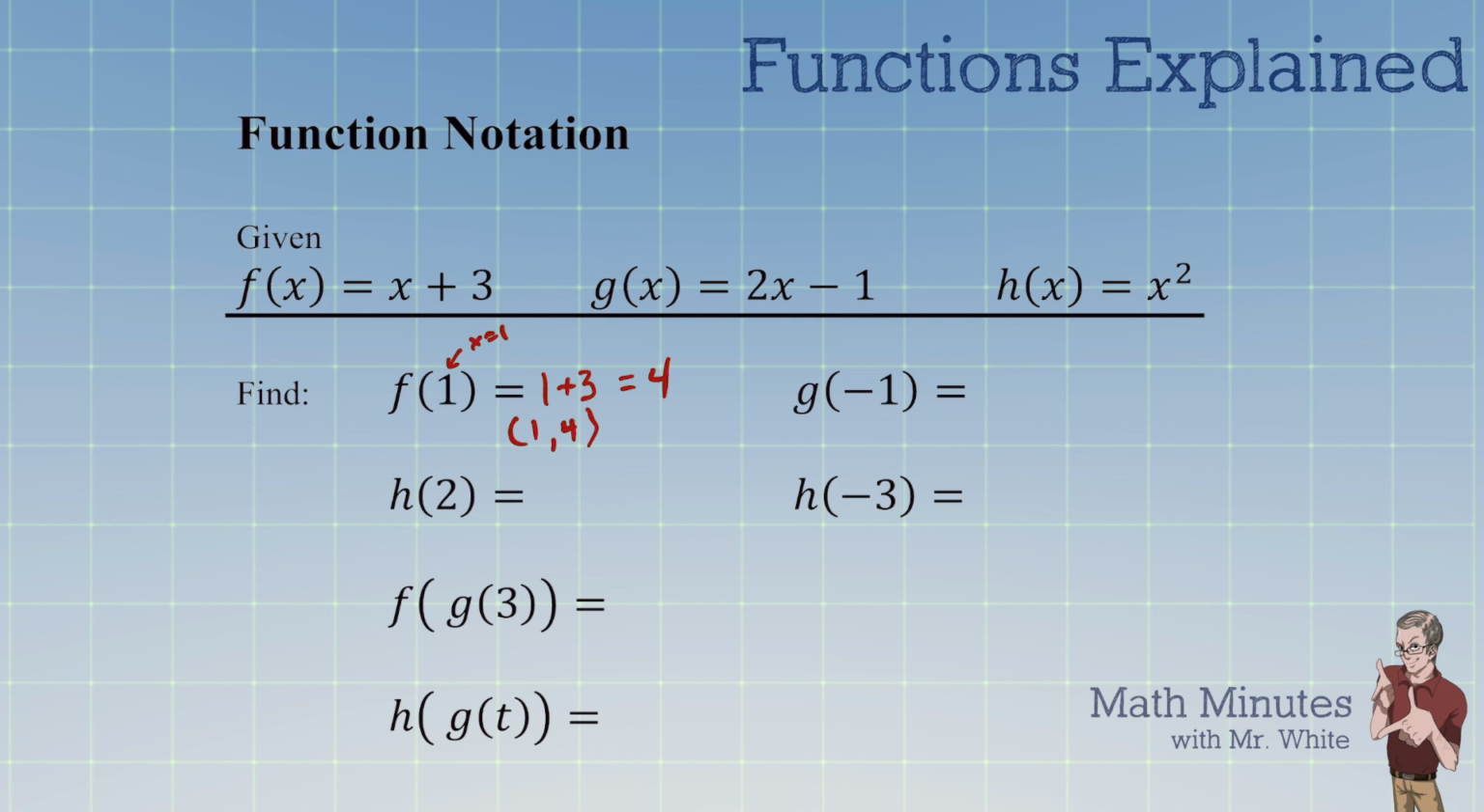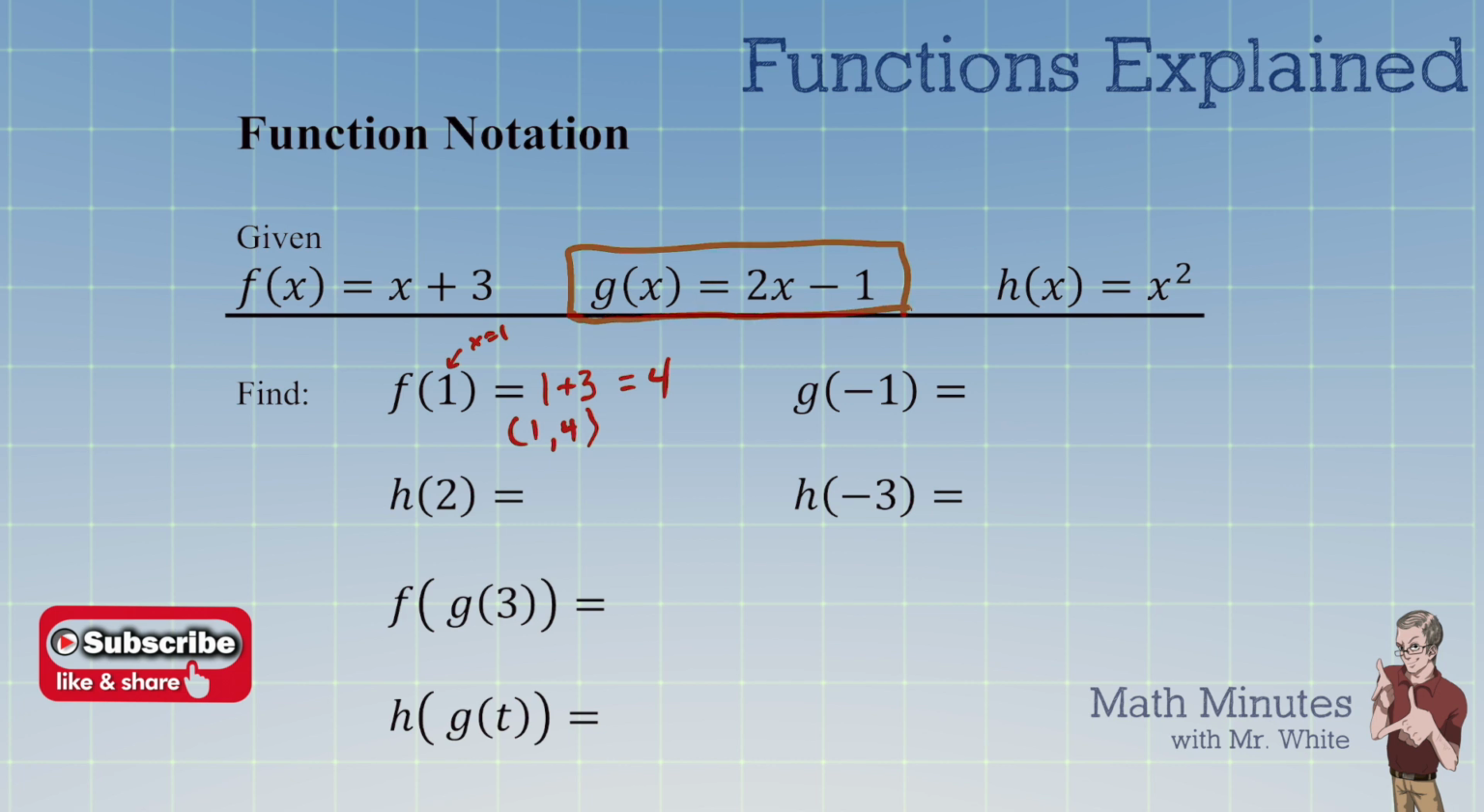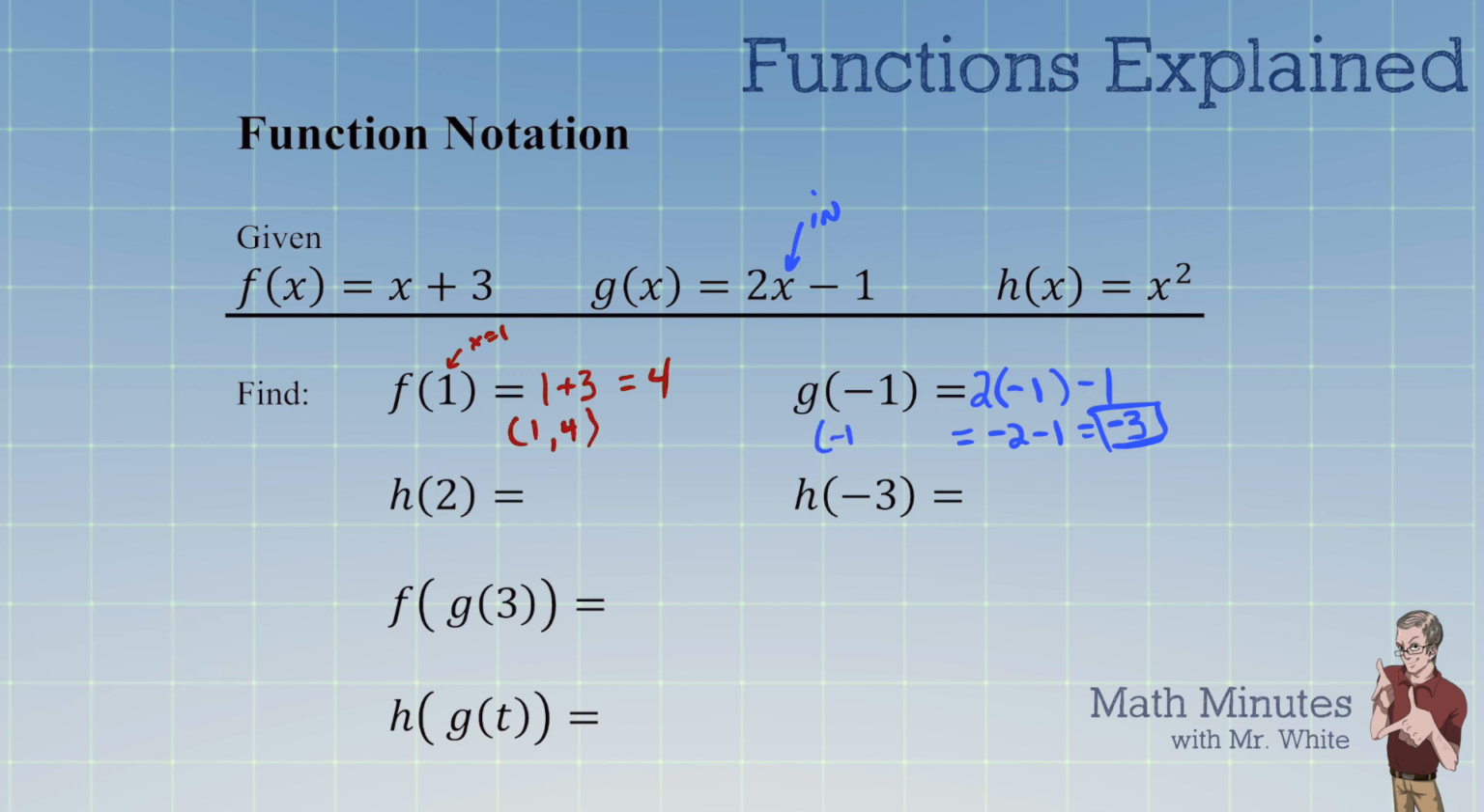Now off to the right, I've got g of negative 1. Well, the advantage of this notation is you know instantly which function to look at. You know we're talking about the g function this time. So we do 2 times the input minus 1, because remember, this is where we put numbers in. So what are we putting in? We're putting negative 1. So that's negative 2 minus 1, that's negative 3. So once again, the point (-1, -3) would be on the graph of the function g.